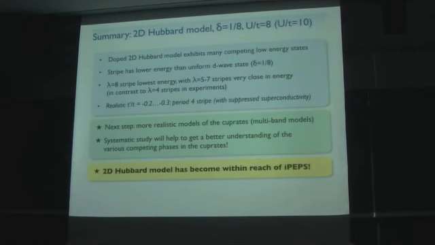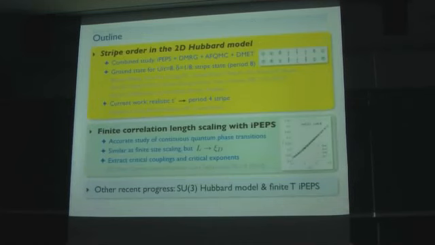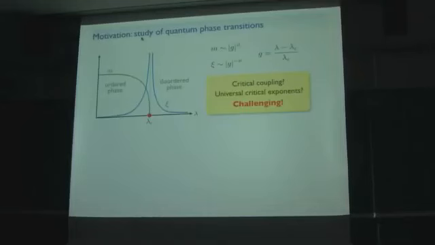Okay, so then let's move on and switch topics. Let's go to finite correlation length scaling, which, as I mentioned, is an approach to study continuous quantum phase transitions, which, as you know, is in general challenging to do. Here I just show you a very generic phase diagram between an ordered phase and a disordered phase, separated by a quantum critical point, where the order parameter vanishes.